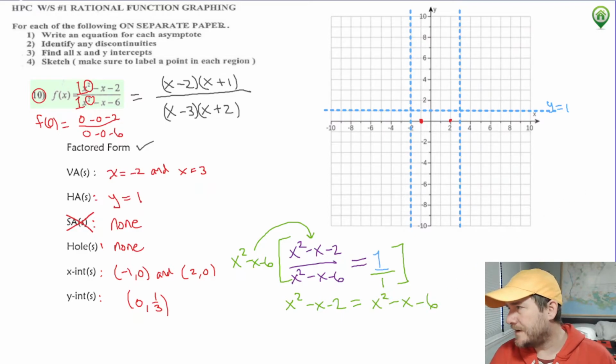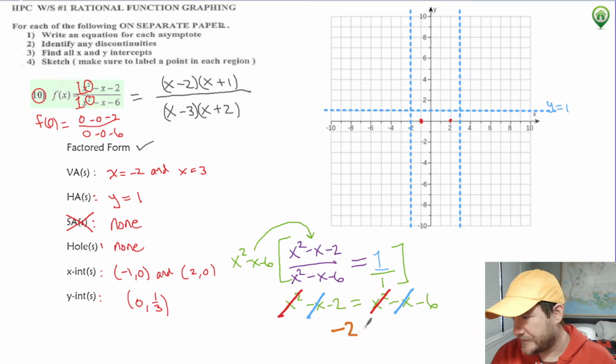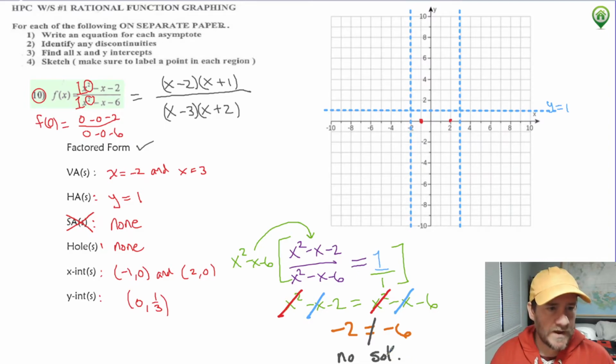So what often happens is your term with the greatest power cancels out. If I subtracted x squared from both sides, it'd cancel out. Then if I add x to both sides, they cancel out too, which leaves me with the very interesting equation of -2 equals -6, which of course it doesn't equal, which implies that we have no solution. And if we have no solution, then we have no points of intersection.